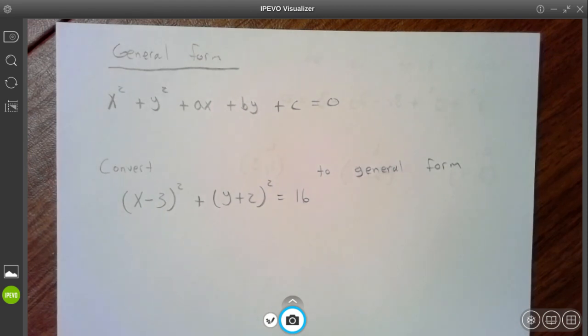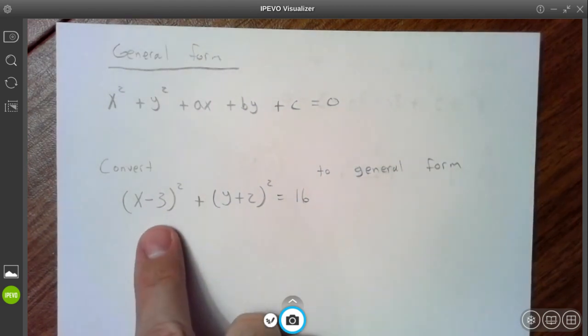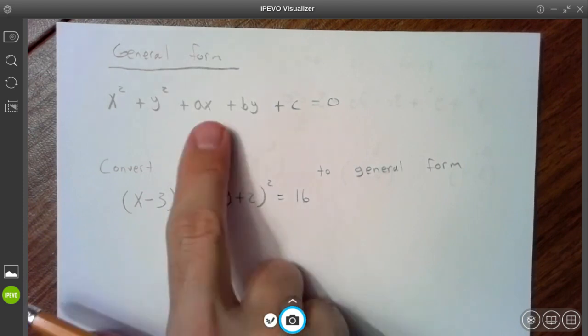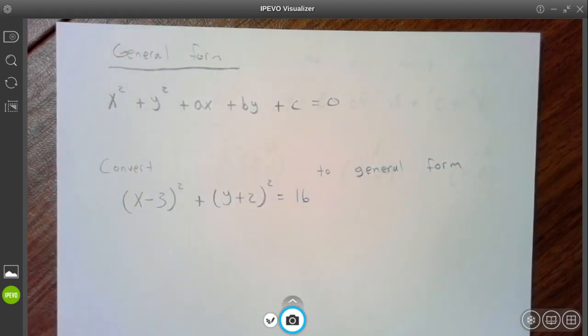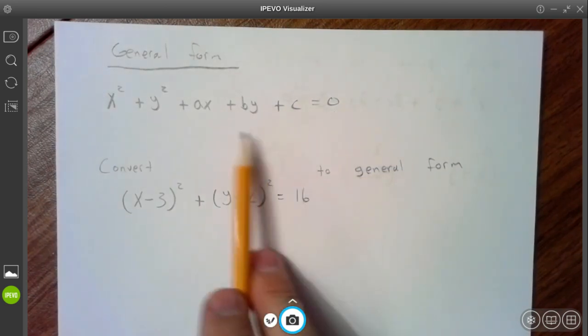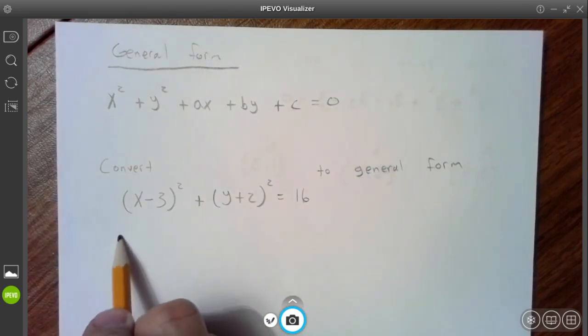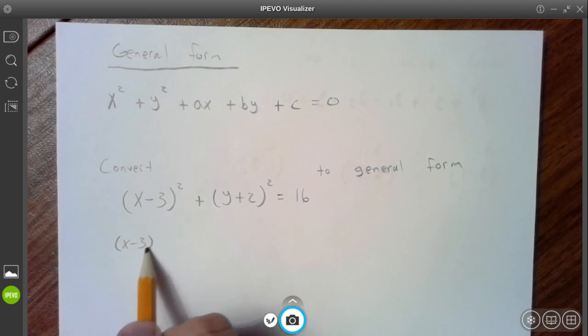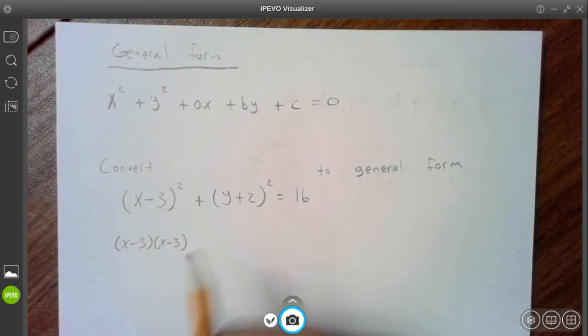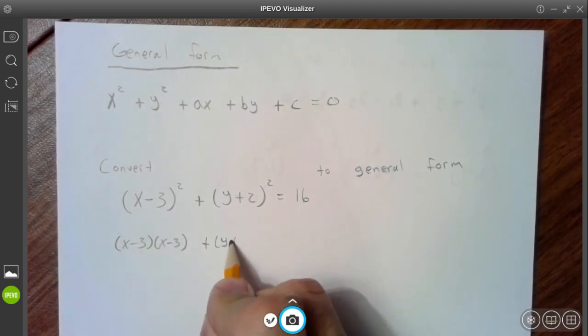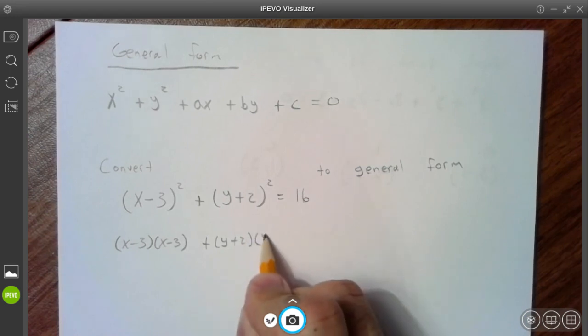So what I want to do here is convert something that is in standard form into general form. And it's really simple going in this direction. All you do is you multiply it all the way out and move everything to one side of the equal sign. Okay. So I'm just going to take this x minus 3 here, and I'm going to expand it. Y plus 2, do the same thing.